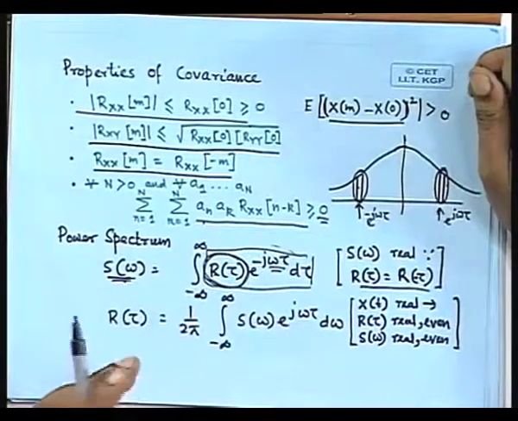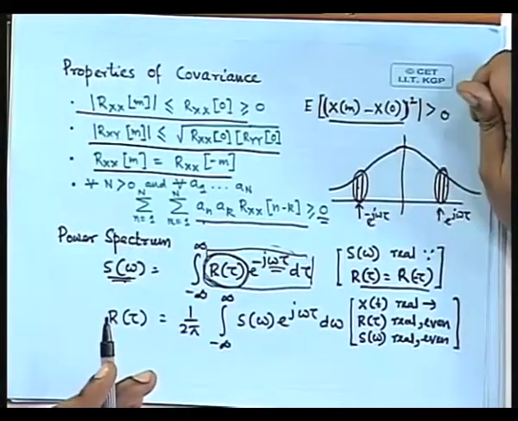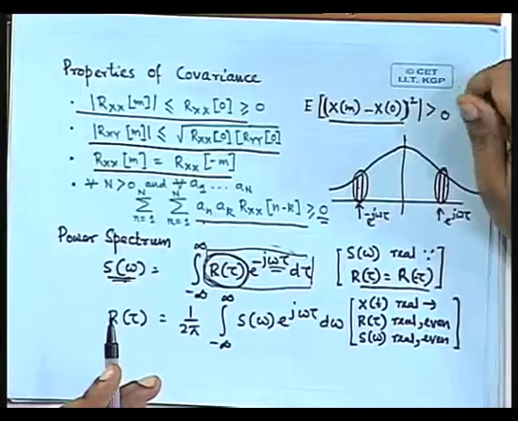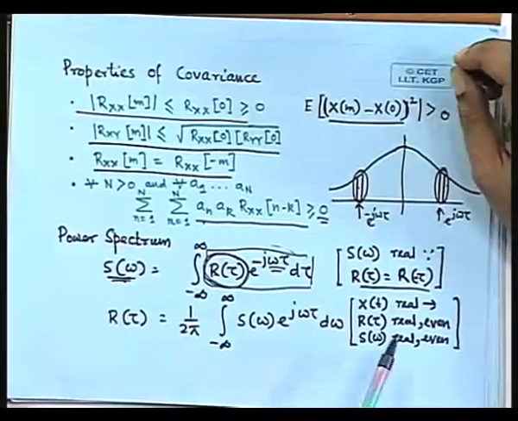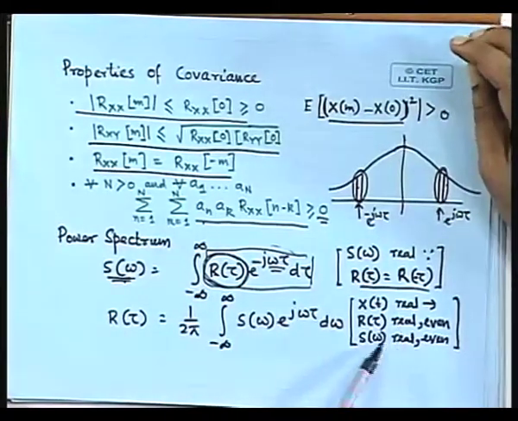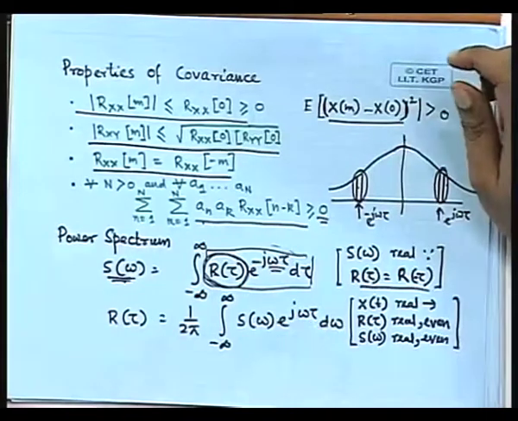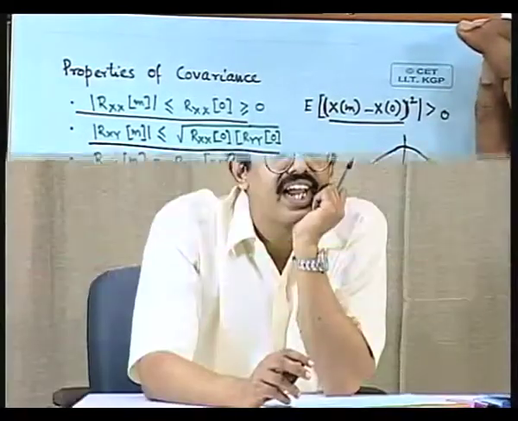On the other hand, if xt is real, it will be an even function. Even function, definitely even function, because of the fact that e to the power minus j omega tau will be equal to cos omega tau plus j sin omega tau. Now the sin omega tau term will get cancelled. So what will remain is only cos omega tau. So cos omega tau is an even function. Correct? So this is fine.